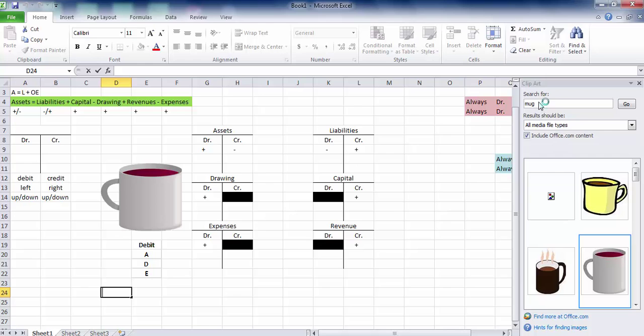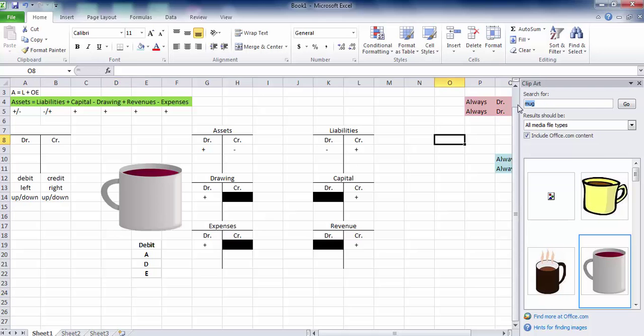So my first 10 years of teaching, I basically pushed this debit aid. A for assets, D for drawing, E for expenses. This little mnemonic device is just designed to help you remember how the assets, drawing, and expenses go up. So if I say, how do you increase an asset? Debit. How do you increase drawing? Debit. How do you increase expenses? Debit. So if you can remember these things, you guys are in great shape.